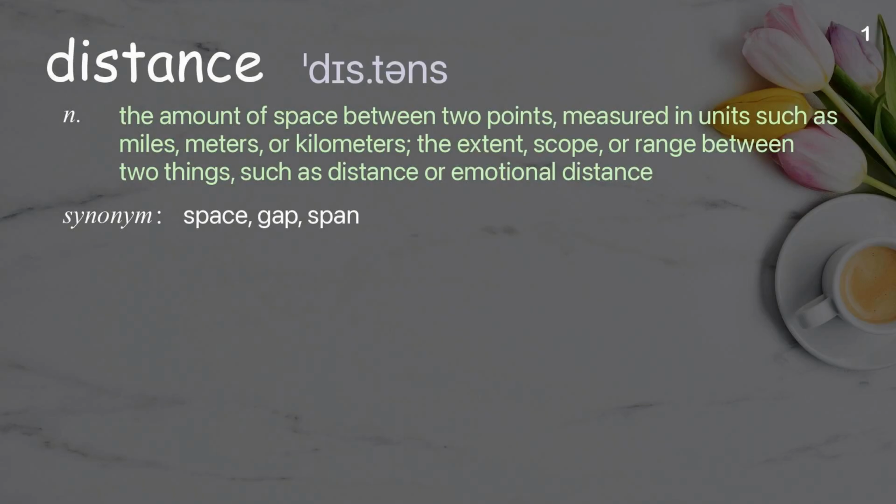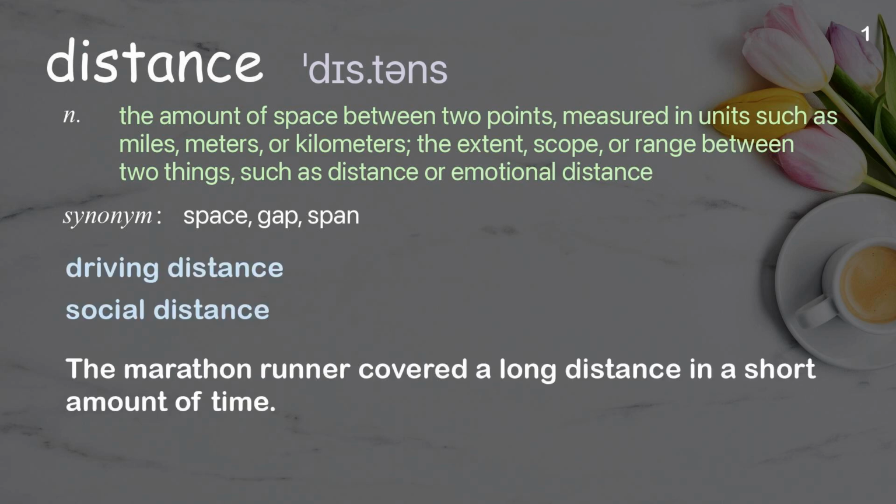Distance. The amount of space between two points, measured in units such as miles, meters, or kilometers; the extent, scope, or range between two things, such as distance or emotional distance. Examples: Driving distance, social distance. The marathon runner covered a long distance in a short amount of time.